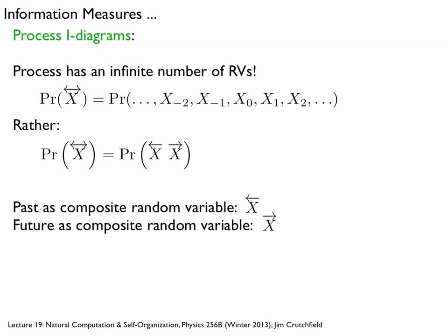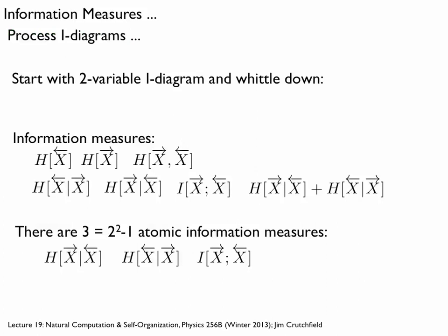So what we're going to do is now think about processes that are stationary, if you like. At first blush, we'd think, oh, we have this bi-infinite chain of random variables. This is an I diagram you don't want to write down, can't write down. But instead, I'll just imagine the bi-infinite chain is broken into an aggregate random variable I call the past, and an aggregate random variable I call the future. So then I can use a two-variable I diagram. Okay. So how are we going to do this?